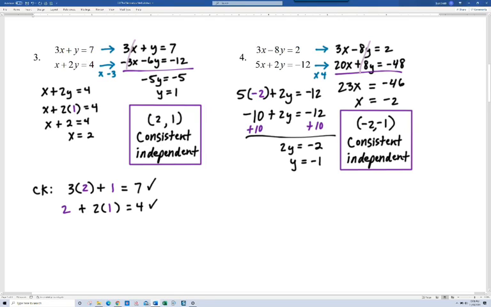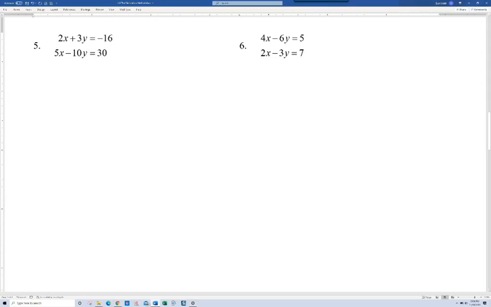All right. So in all of these cases so far, if we were to actually graph these lines, they would intersect at the points that we're getting here as solutions. All right. Let's move on to number 5. Now, go ahead and look at number 5, and I think you'll see that there's something a little bit different about this one.